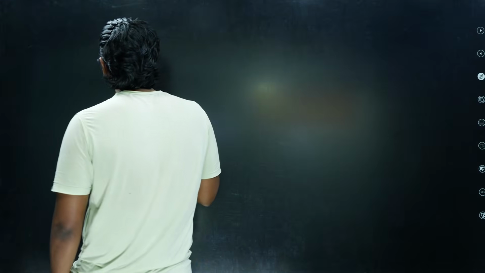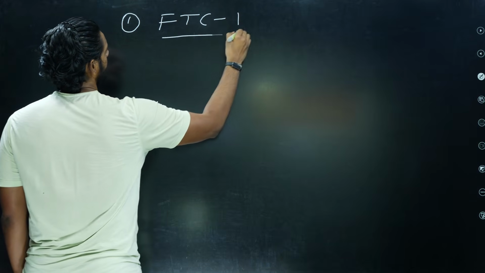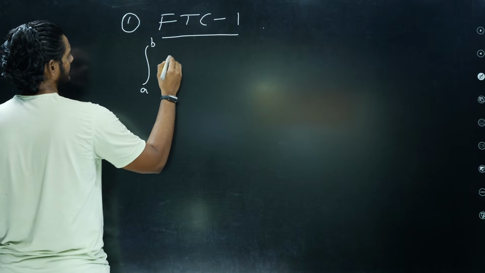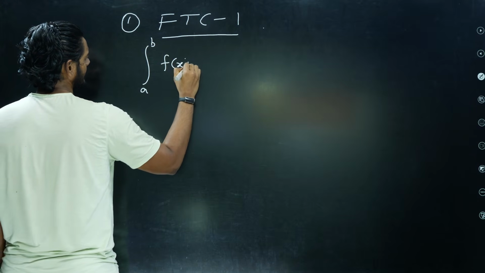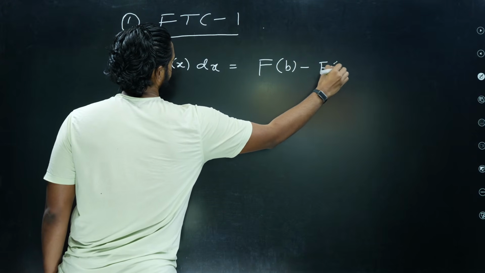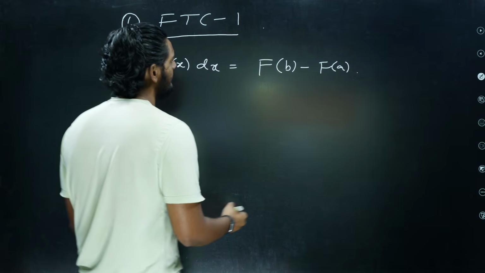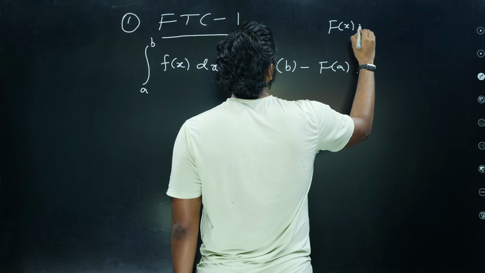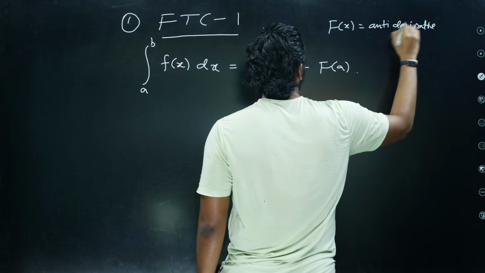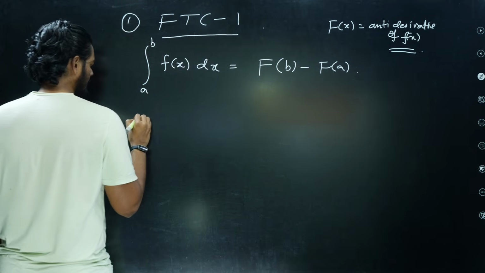Now, what is the fundamental theorem of calculus? First part, fundamental theorem of calculus 1. That says the integral from a to b of f of x dx is F of b minus F of a. This is the definition of a definite integration, where capital F of x is the anti-derivative of f of x.